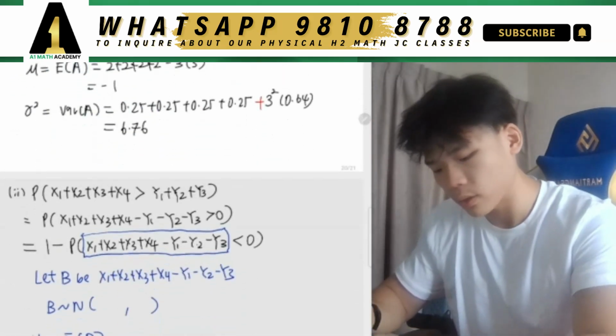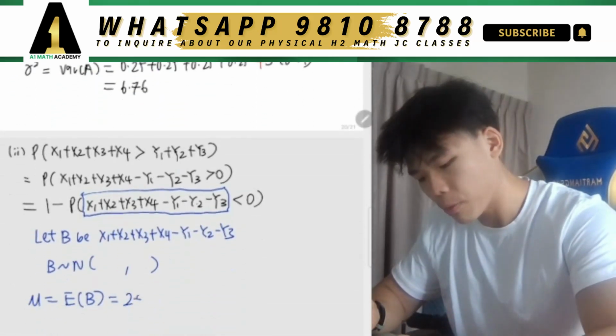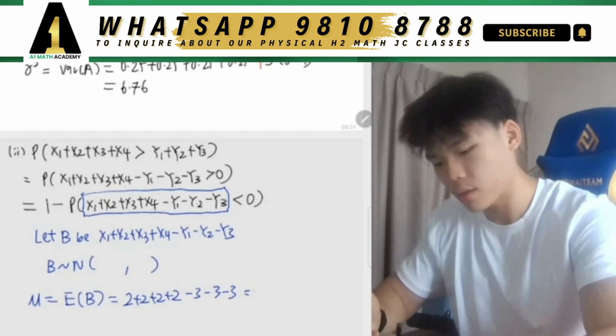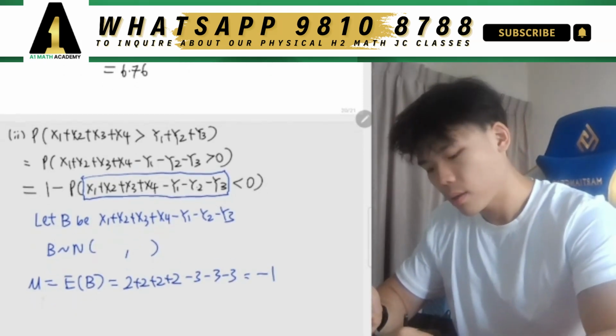So the expectation of X is 2 and Y is 3. So it's 2 plus 2 plus 2 plus 2 minus 3 minus 3 minus 3. So in the end, I get 8 minus 9, which still gives me -1, right? Now for the variance, that is something a little bit different, right?